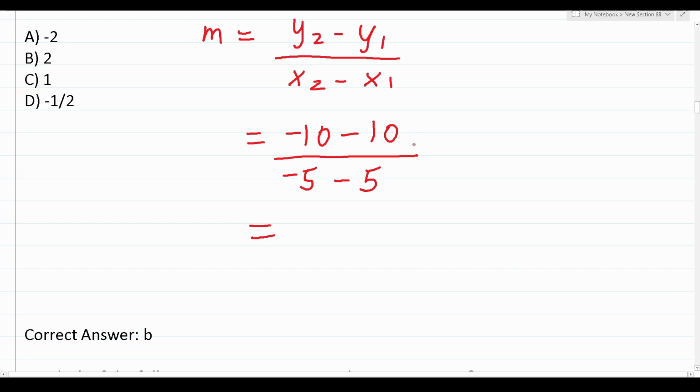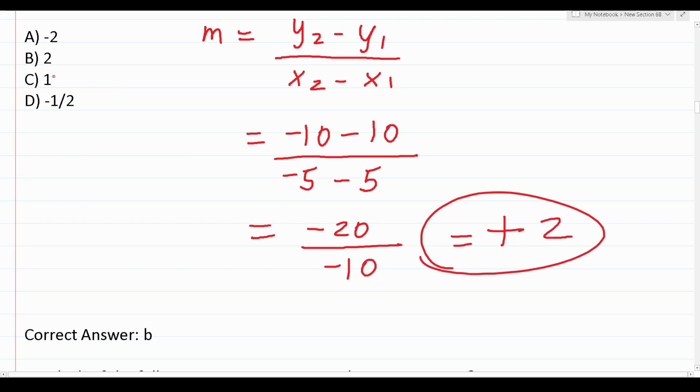-10 minus 10 is -20. -5 minus 5 is -10. All right, so we have a negative divided by a negative. A negative divided by a negative is going to be a positive. 20 divided by 10 is 2. So the slope in this case is positive 2.